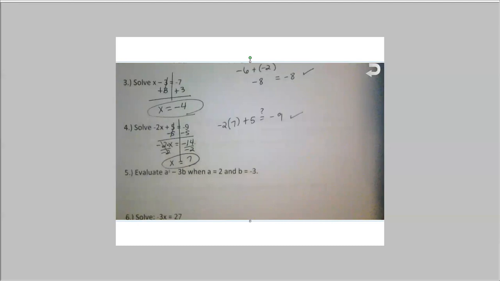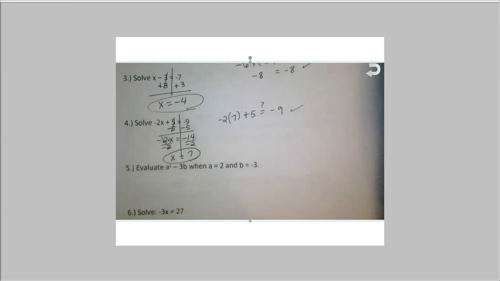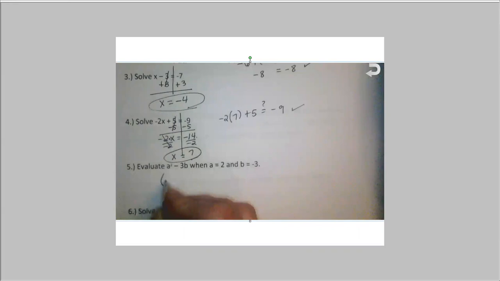Number 5 asks me to evaluate a squared minus 3b. I am also given the fact that a is 2 and b is negative 3. Because I now know what those variables equal, I can substitute them into this expression and simplify. So a squared would be 2 squared, minus 3b, that's minus 3 times negative 3.